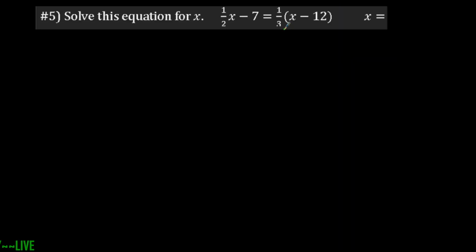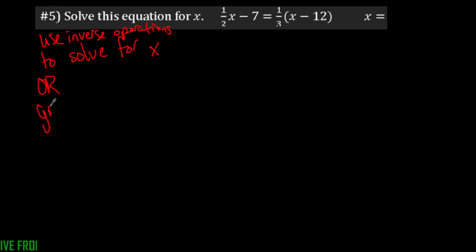All right, moving on to number 5, it says solve this equation for x. So two ways of doing this. You can use your inverse operations to solve for x, or you can graph it out. So what I would say is this: use inverse operations to solve for x, or graph on Desmos.